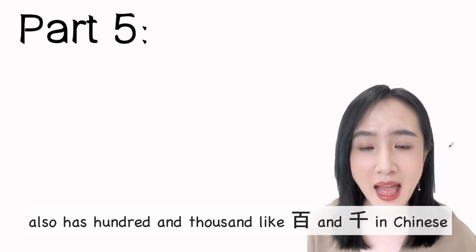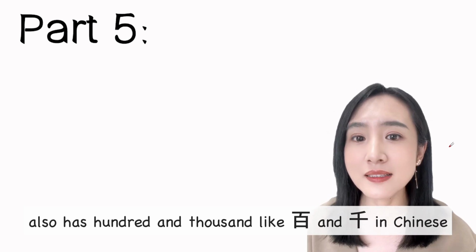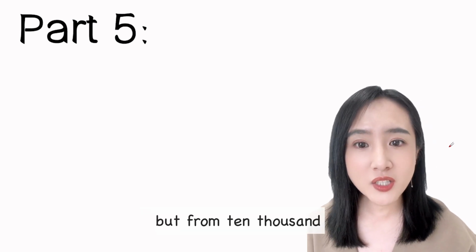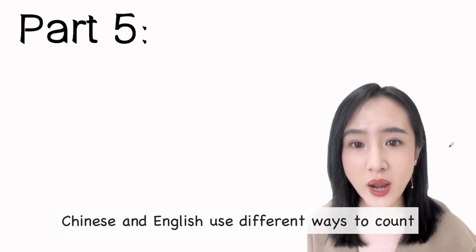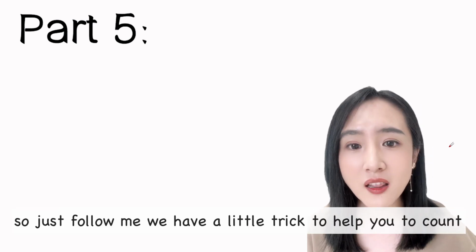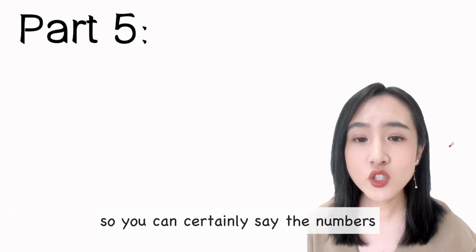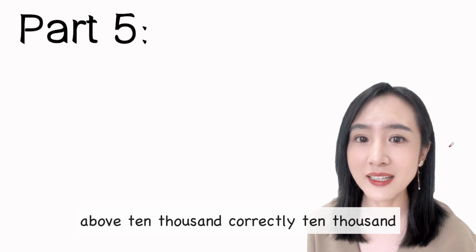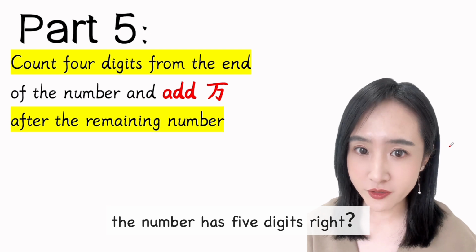Okay, before we start part 5, I have something to say. English also has hundred and thousand like 百 and 千 in Chinese, so it's easy to understand. But from 10,000, Chinese and English use different ways to count. So just follow me. We have a little trick to help you count, so you can certainly say the numbers above 10,000 correctly. 10,000. The number has 5 digits, right?